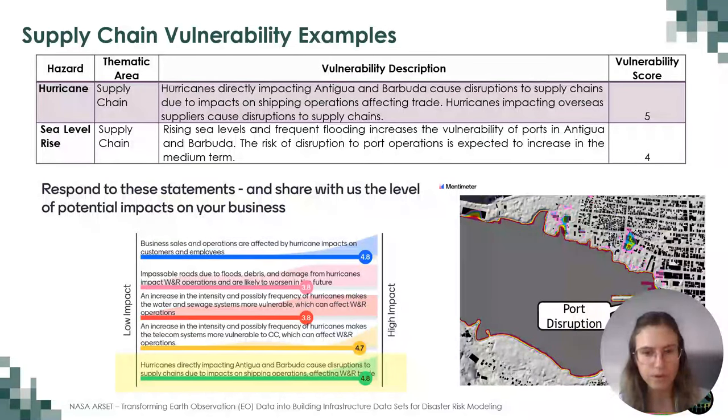I wanted to mention this when we talked about using data from consultations. So this is an example on the left on Mentimeter. So this is a polling system that you can use to get feedback from stakeholders. And we asked them about impacts, about their vulnerabilities. And this one on supply chain emerged as a very high one. From 1 to 5, it got almost a 5. So you can see here it got a 5 in vulnerability score.